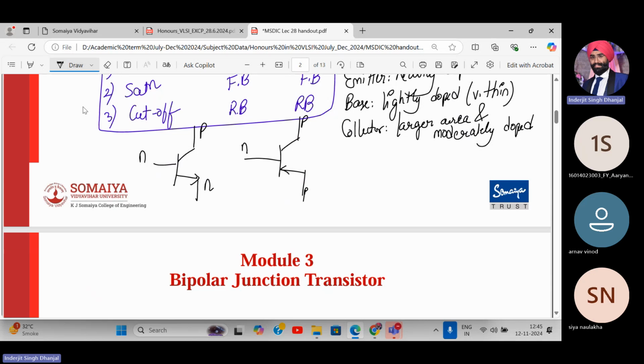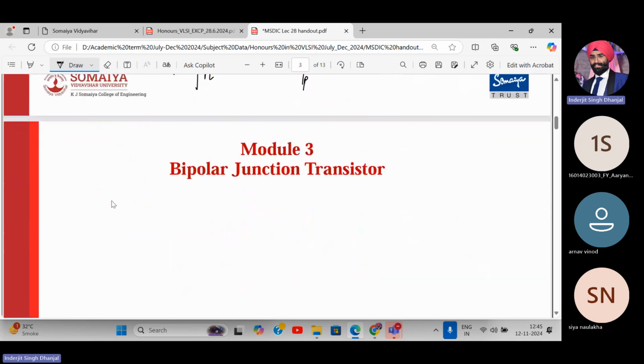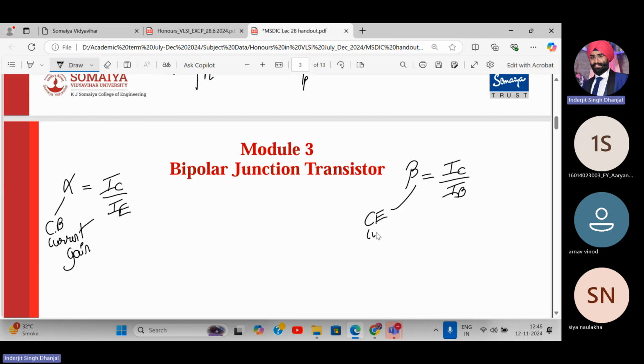Other things to know about BJT are as follows. You should know what alpha is. Alpha is the common base current gain, given by IC by IE. There is also beta. Beta is IC by IB, the common emitter current gain. And how are the three currents related in a BJT? The emitter current IE is the collector current plus the base current. So these three are the primary things you should know about a BJT.